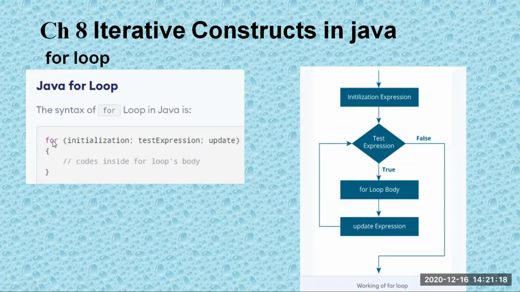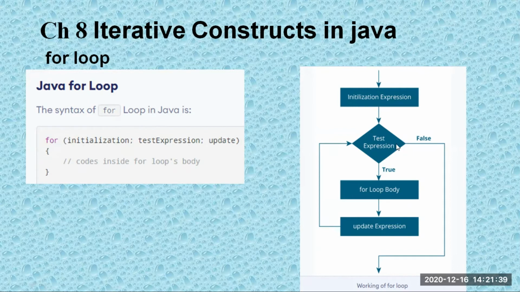So for is the keyword, and in brackets, this is the initial value, the counter. We'll keep a counter which will count how many times the loop should work. So initialization, then a semicolon, test expression, semicolon, and update. And this is nothing but the body of the loop. So let's say the first time the initialization expression will take place.